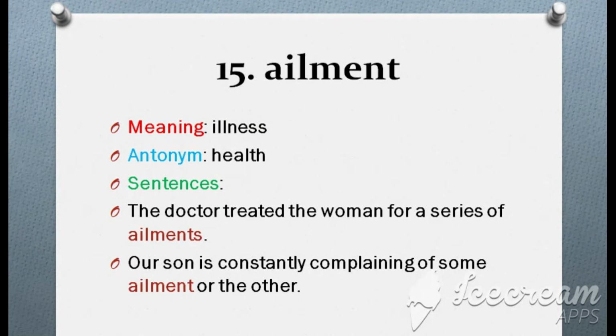Word number 15, ailment. It means illness and the opposite of ailment is health. Sentence number 1 with the word ailment. The doctor treated the woman for a series of ailments. Sentence number 2 with the word ailment. Our son is constantly complaining of some ailment or the other.